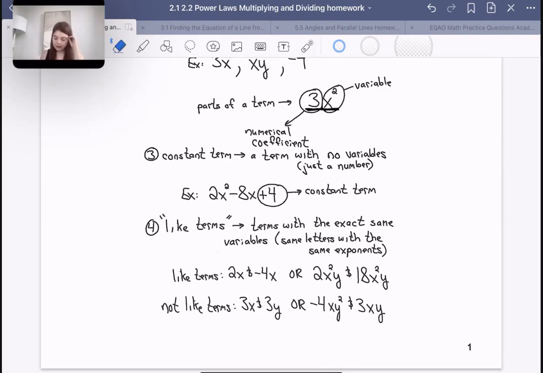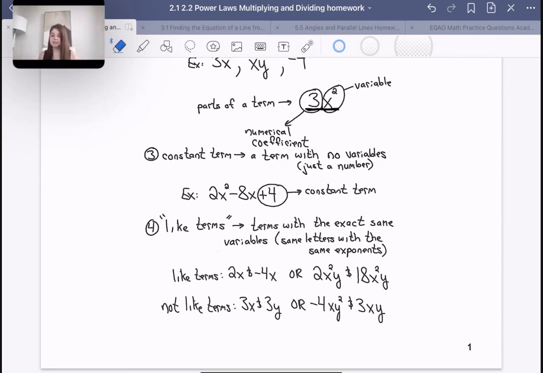Now, what about like terms? Like terms are terms with the same variables. For example, 2x and -4x are like terms because their variable is x. And because they're like terms, we can add them together. If we add them together, we'll get -2x. We can add them together because they have the same variables. Same with 2x squared y and 18x squared y. The variables are the same, so we could add these, we could subtract these, we can collect these together and make them into a simpler term.